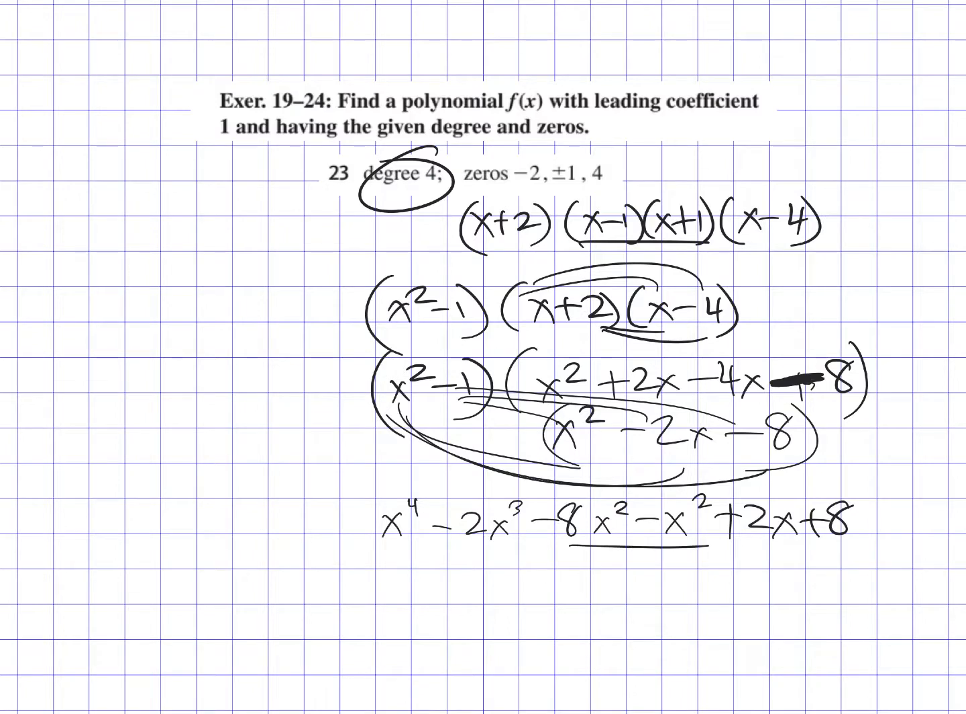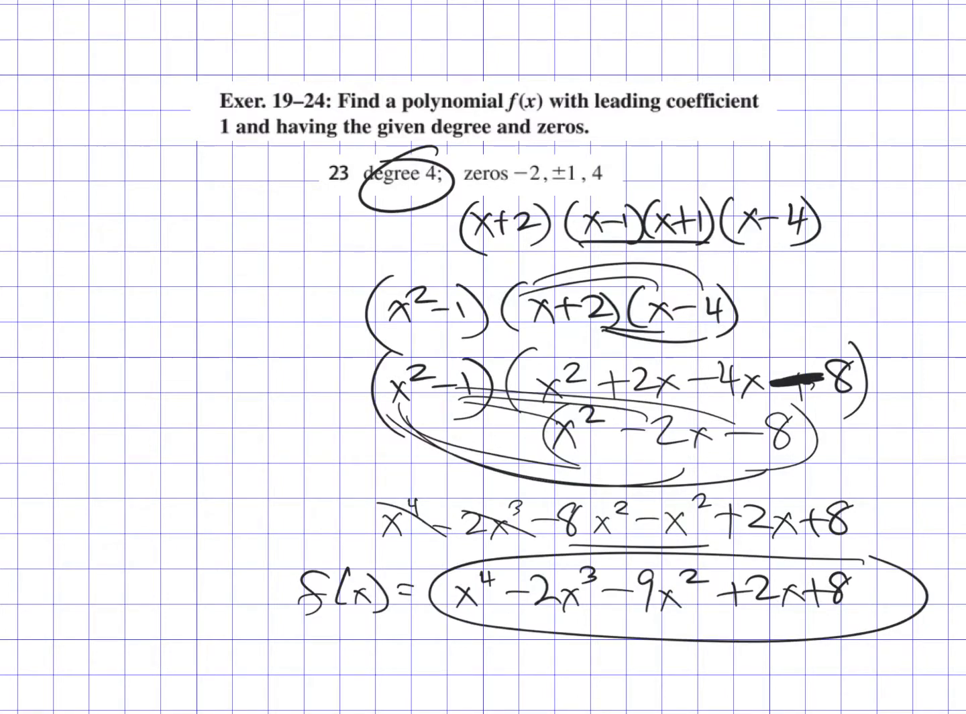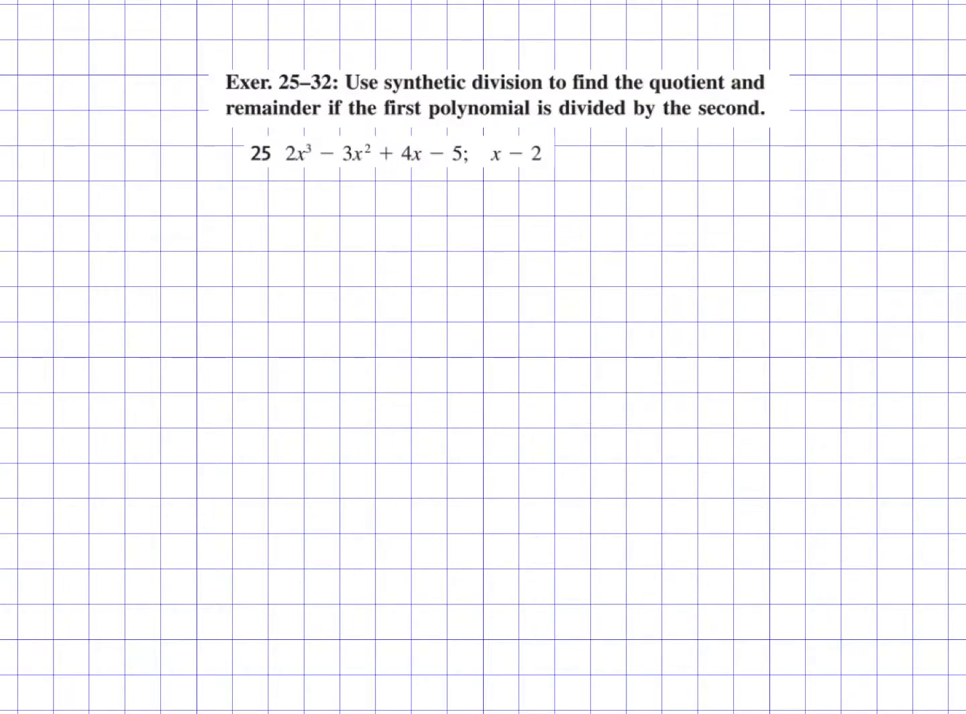Combine like terms together, you get f of x equals x to the 4th minus 2x cubed, and we have a minus 9x squared plus 2x plus 8. And that would be the final answer. Okay, 25, synthetic division. So the key about this is make sure you have all the placements here.